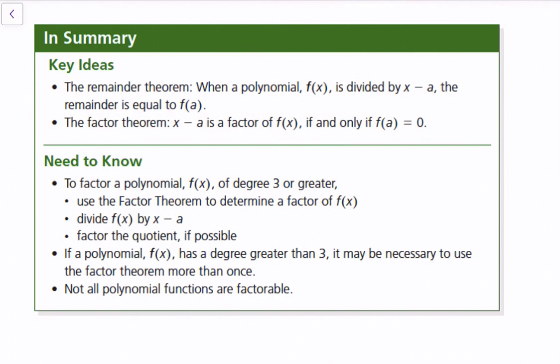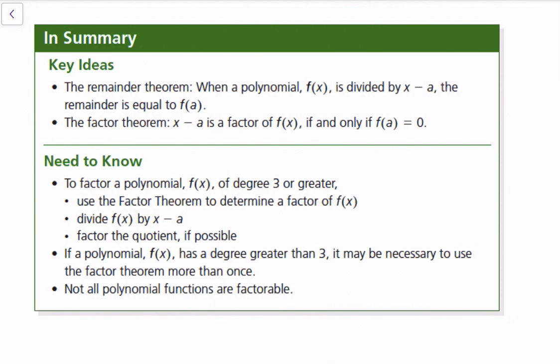So a couple things you need to know. To factor a polynomial f of x of degree 3 or greater, you can use the factor theorem to determine a factor of f of x. So the way you do this is you just want to keep testing values, and you keep testing them until you get f at x equal to 0. And once you get that, then you know that that value gives you a factor. Then you want to divide the function by that factor, and then factor that quotient you get even further if possible. And so if the polynomial is a degree greater than 3, it might be necessary to use the factor theorem more than once, right? Because if you think about it, if you had a degree greater than 3, that means that your resulting quotient would be really, really big, right?